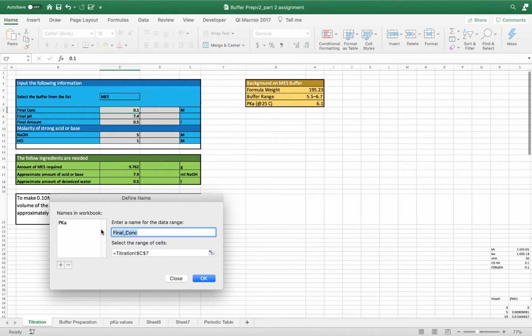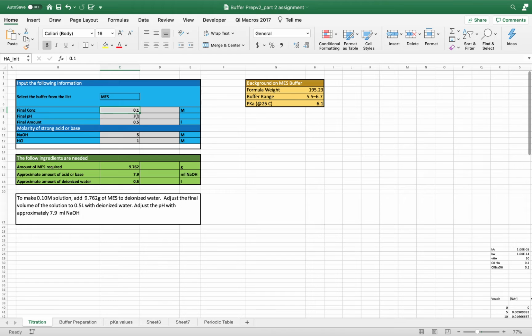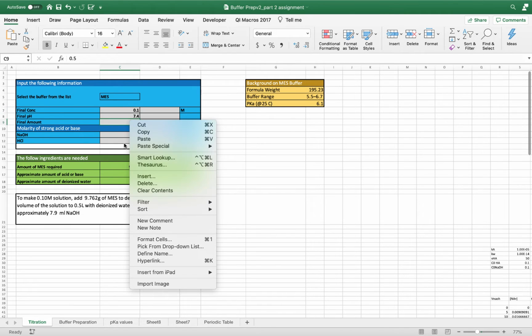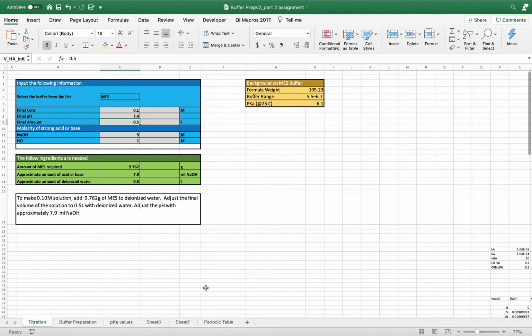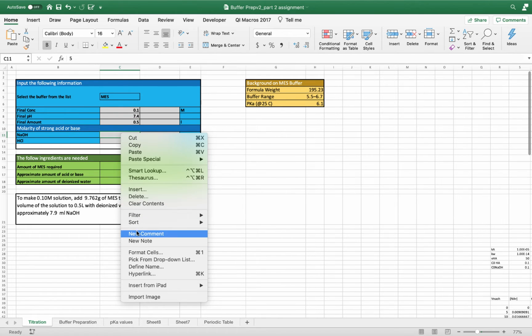So I'm going to name this one HA initial. You're going to need your amount that you are going to titrate with. And I'm going to call this my V HA initial. And you will also need the concentration of your base that you will be using to titrate. My name.